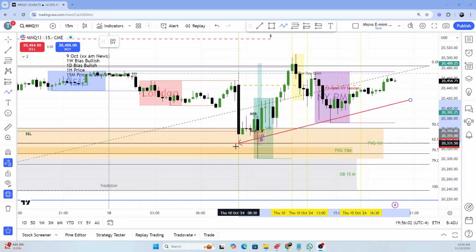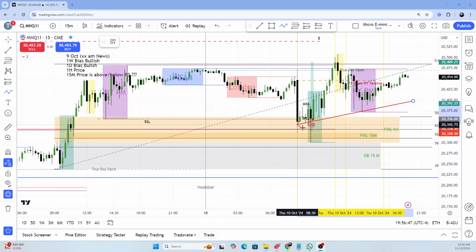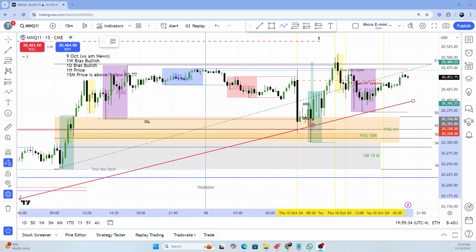Also, with this Judas swing, the price, as we said earlier, has now come to a discount in the 1 hour price leg, so we can expect buy entries. Okay, what's next? When the price is at discount, we can expect it to go to premium, and that's where we will take a buy entry, expecting the price to go to the premium.